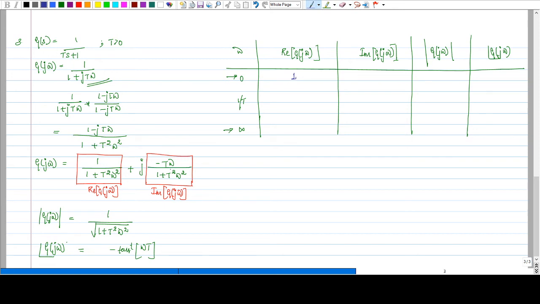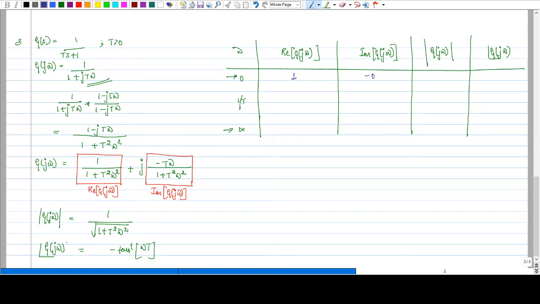Coming to the imaginary part, again, in the denominator, this will become 1. Whereas in the numerator, t into omega, omega is tending to 0. So this will tend to minus 0. The minus 0 representation doesn't have anything to do with the actual value. It means that it is approaching 0 from the negative side. That is the meaning of minus 0 that I have put here.